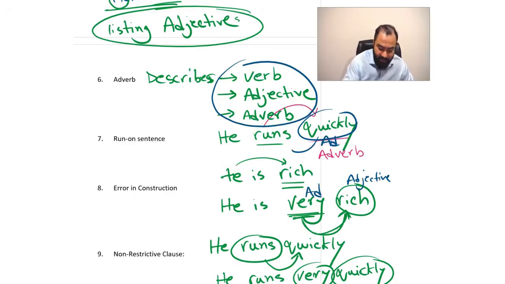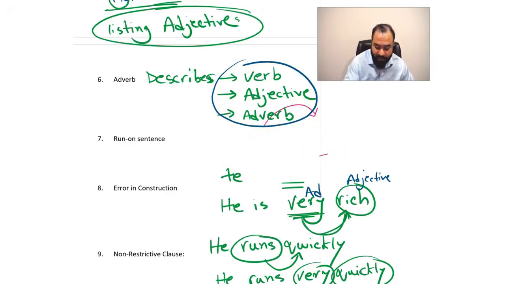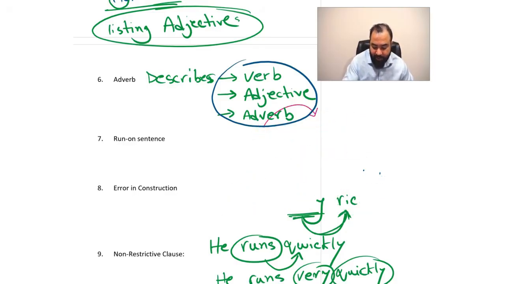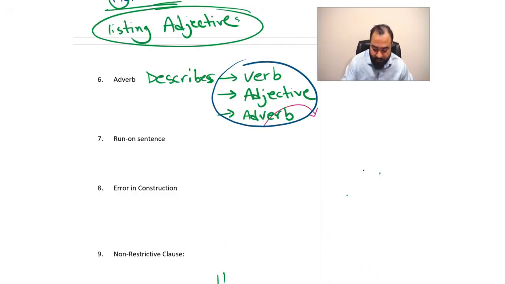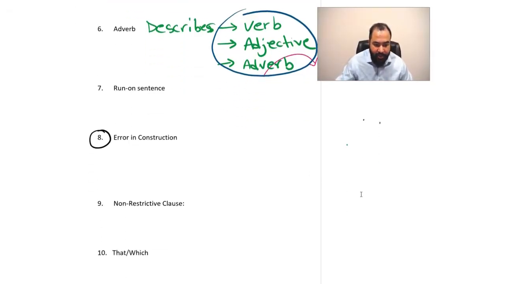You guys mostly know about run-on sentences. When the punctuation goes wrong, the sentence keeps going. That's called a run-on sentence. We're going to do some examples of that later in the video. And then we have error in construction. This is a funny one. When you construct a sentence wrong, the whole meaning actually changes. So I'm going to show you that.